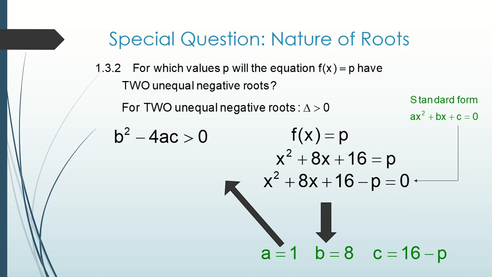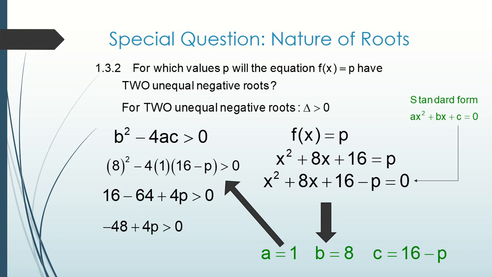So we substitute these values in the discriminant. So this is what we have. 8 squared is 64. 4 times 1 times 16 is minus 64. Minus 4 times 1 times minus p is 4p. Then we are simplifying. 64 minus 64 cancels, so we have 4p minus 48. We transpose the minus 48, it becomes 48. We divide by 4, so we have p greater than 12.